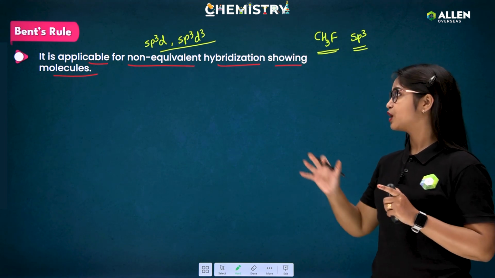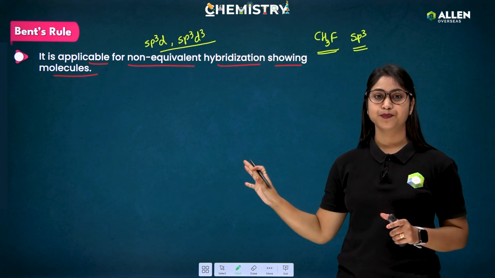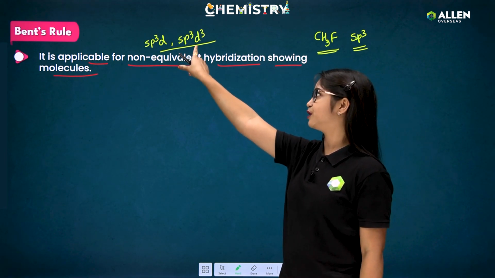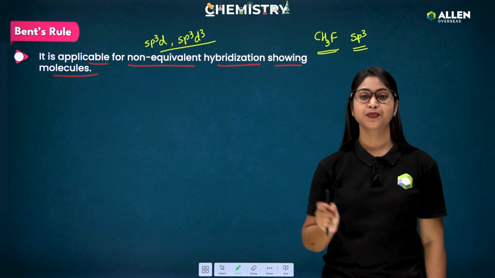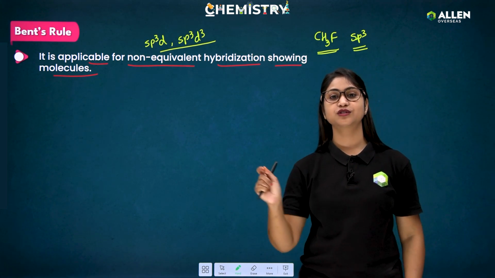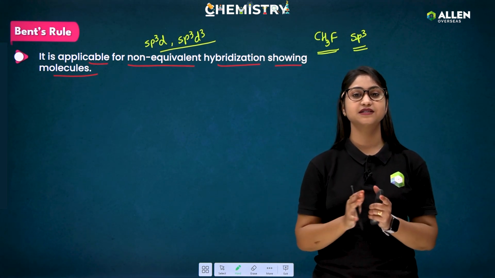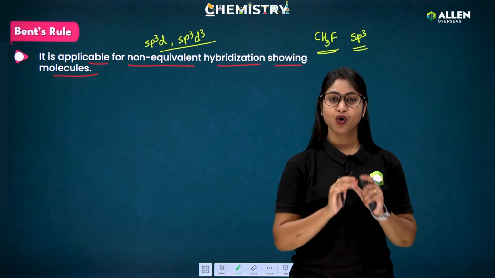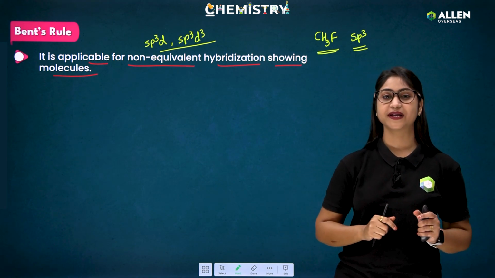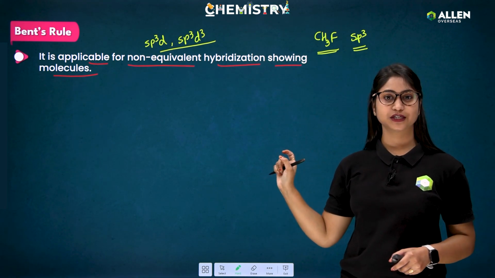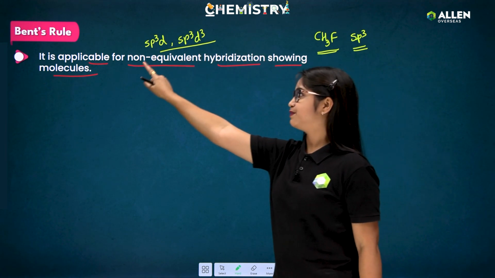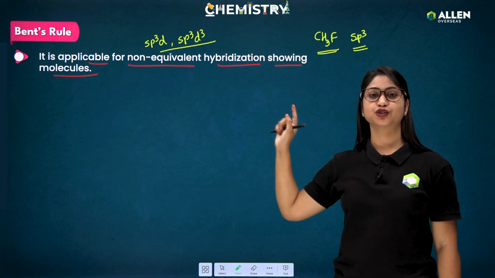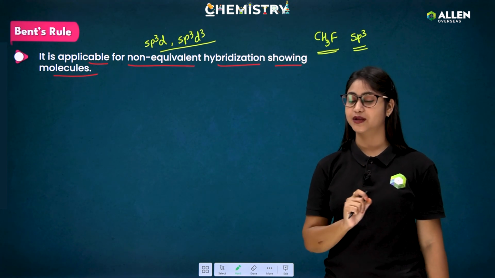Means some hybrid orbitals will be having more percent s character and some will be having less percent s character, right? So in this category, what molecules are we going to include? First of all, the molecules belonging to these two hybridizations, and those molecules which are either having different surrounding atoms or a lone pair on the central atom. All these molecules will be included in non-equivalent hybridization, right? So this Bend's rule will be applicable only for non-equivalent hybridization showing molecules, right? This is one important thing.